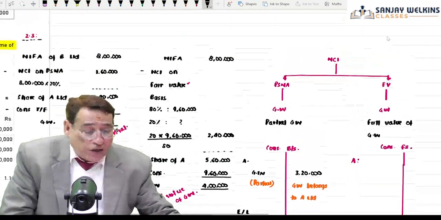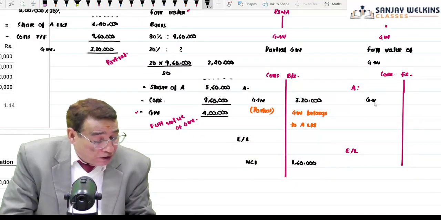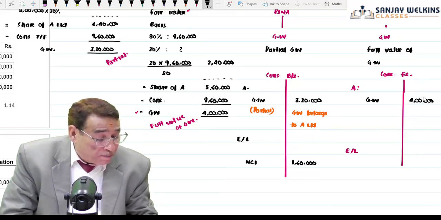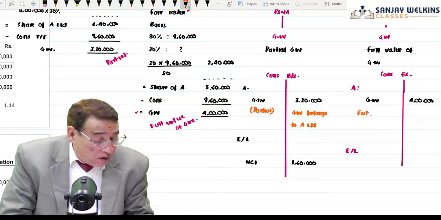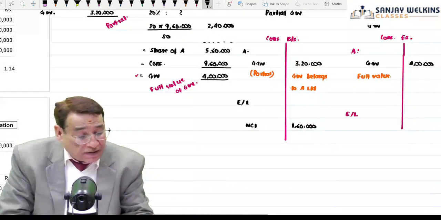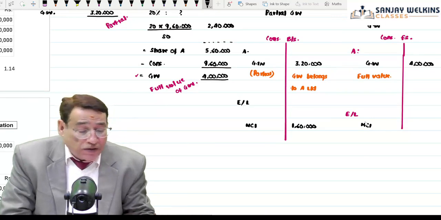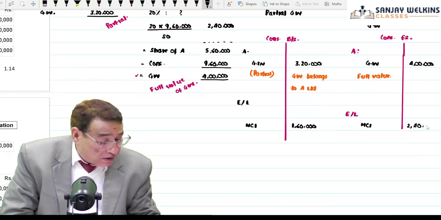Now in this case, when I computed NCI on fair value basis, we saw that the amount of goodwill was equal to 4 lakh. Here it is 4 lakh. I have already told you this 4 lakh. This time goodwill means the full value of goodwill. This is our full value of goodwill. Correct? And obviously we are going to write NCI. In this case, because we computed NCI on fair value basis, the amount of NCI was 2,40,000. 2,40,000, isn't it?